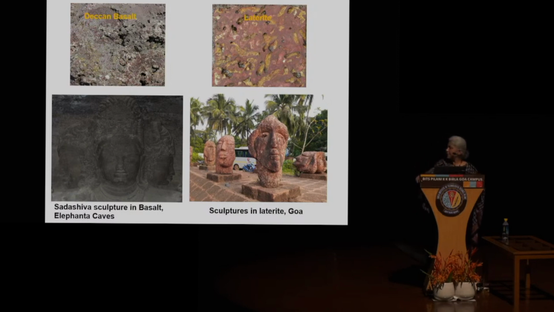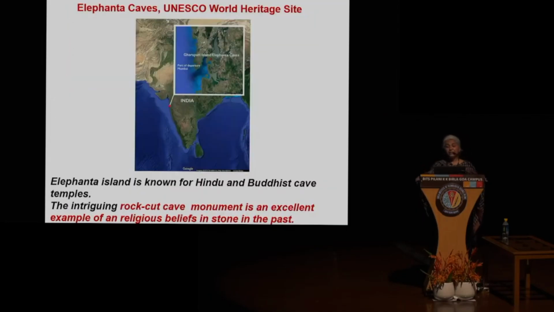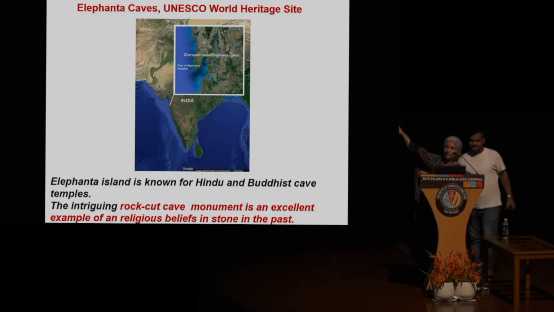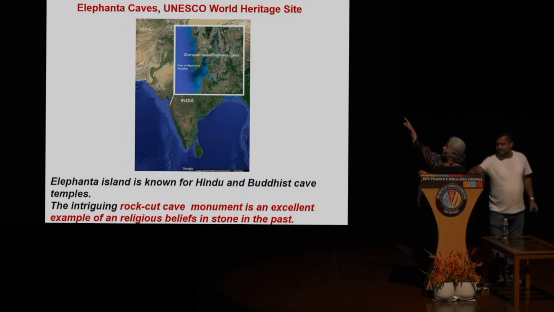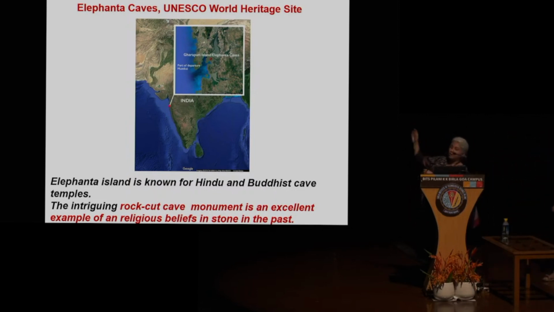And one of the examples I would like to place is from Elephanta caves. So one of the caves have this triple-headed Shiva, which is known as Sada Shiva in basalt. And it is found in Elephanta caves, which is off Mumbai. You can see the location of the Mumbai is on this side. And if we go towards the east, there's this elliptical red enclosure, which is the location of Elephanta caves.